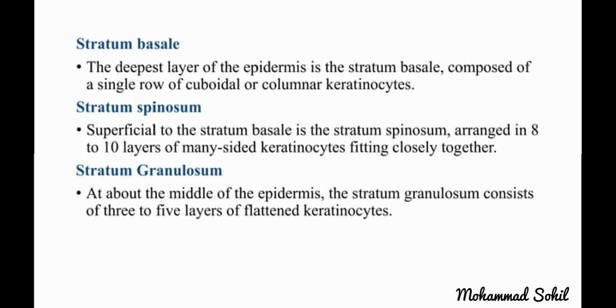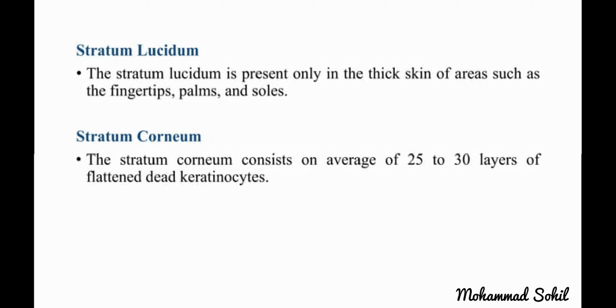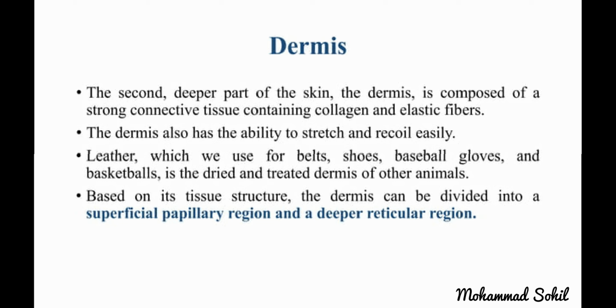At about the middle of the epidermis, the stratum granulosum consists of 3 to 5 layers of flattened keratinocytes. Then fourth, stratum lucidum. The stratum lucidum is present only in the thick skin of areas such as the fingertips, palms, and soles. Then fifth, stratum corneum. The stratum corneum consists on average of 25 to 30 layers of flattened dead keratinocytes. So this is all about the first layer, that is the epidermis.